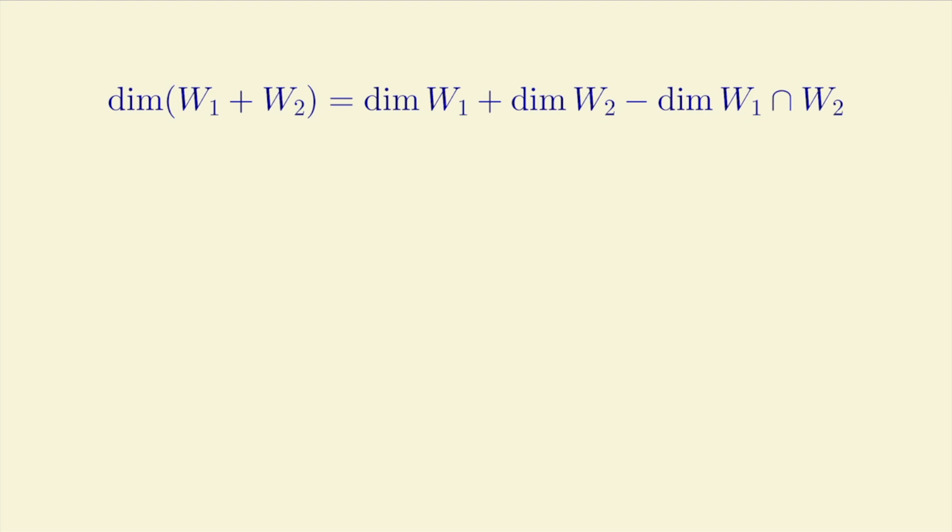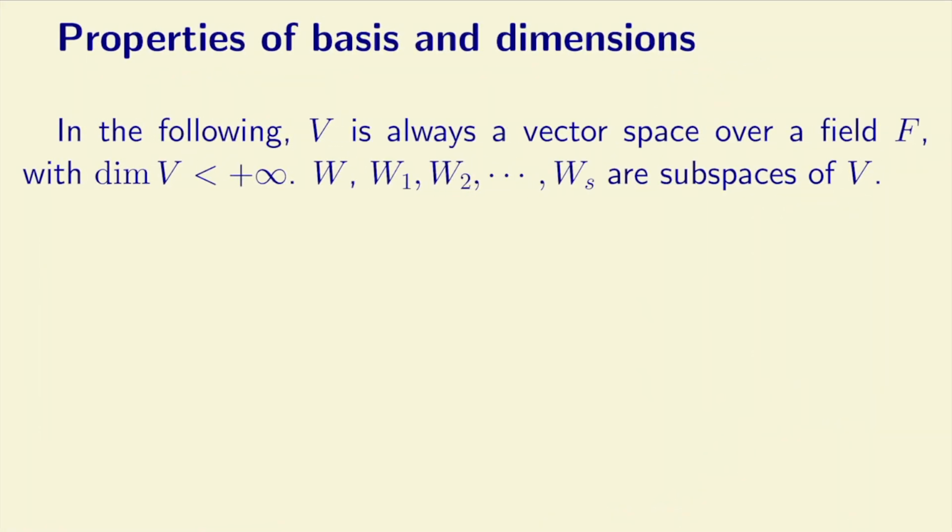Okay, let's start. Before we start, remember, in this video, V is always a vector space over a field F, and its dimension is finite, and W, W1, W2, and so on are subspaces of V.